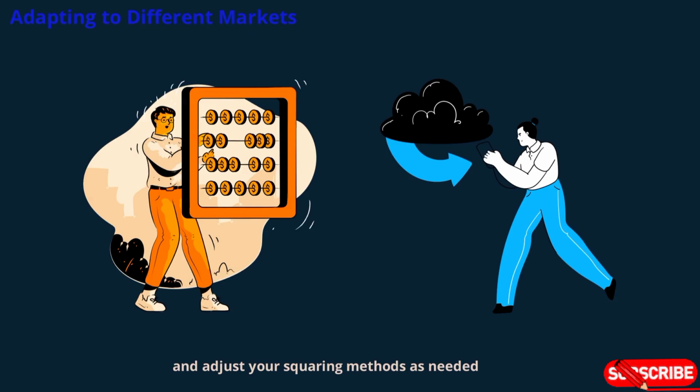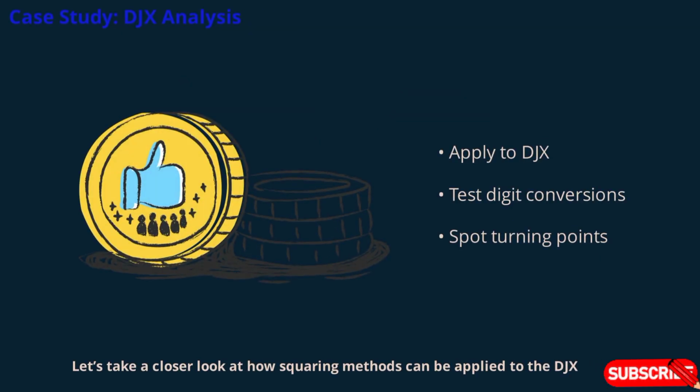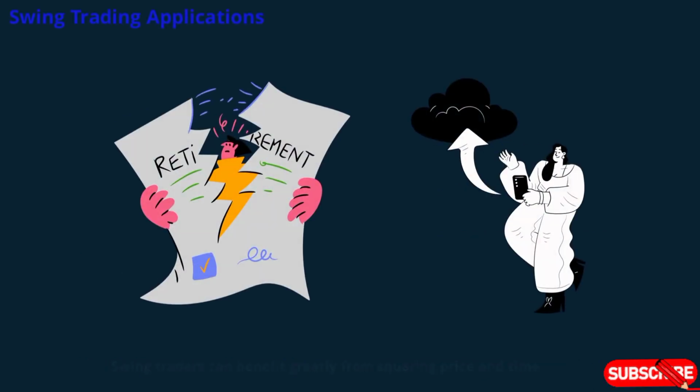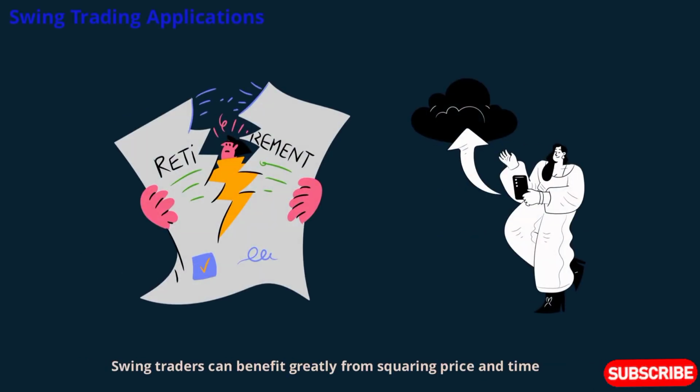methods as needed. Let's take a closer look at how squaring methods can be applied to the DJX. By experimenting with both 2-digit and 3-digit price conversions, traders can see which approach yields more consistent results. Analyzing the DJX with different squaring methods can help you identify key turning points and improve your overall trading performance. Swing traders can benefit greatly from squaring price and time, especially when looking for short to medium-term market moves.